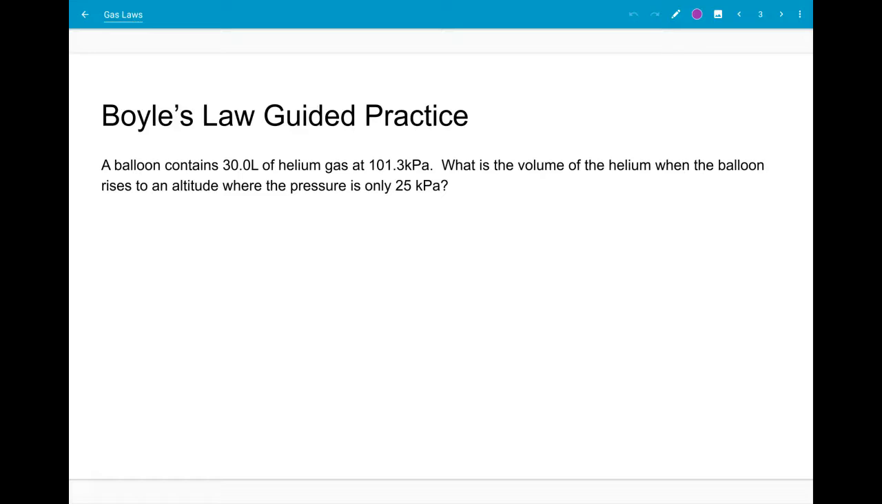So here is a practice problem, and what you find with gas laws is they tend to give you lots of extra information. A balloon contains 30 liters of helium gas at 101.3 kPa. What is the volume of the helium when the balloon rises to an altitude where the pressure is only 25 kPa? So what I want you to do is get used to identifying the different variables that you need.